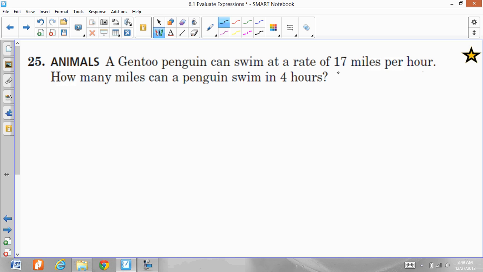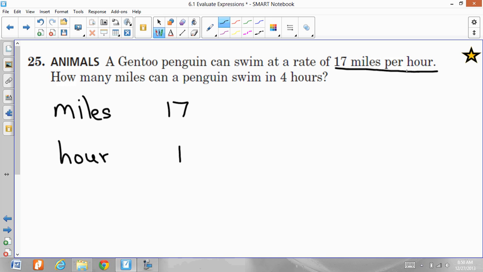So the rate is given as 17 miles per hour. So what you're going to do is write miles and hour. So 17 miles the penguin can swim in 1 hour. 17 miles per hour means 1. So the question is asking how many miles can a penguin swim in 4 hours. So this is 4 and it belongs where the word hour is.